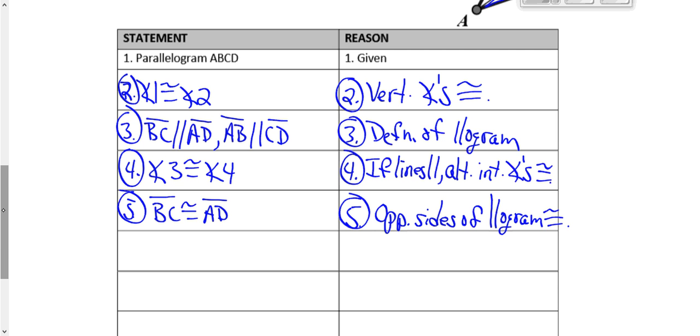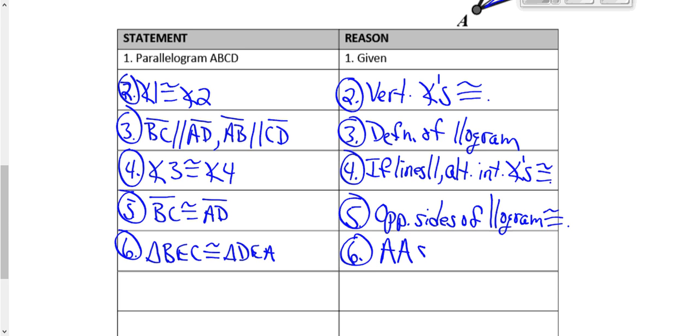By one of these guys. By what? What did we say? Well, which one of these are we going to use? Okay, so let's say triangle BEC. And let's get this right. Remember, we have to get them corresponded correctly. Congruent to triangle what? D, then E, then A. Reason is, we just said it: angle, angle, side.